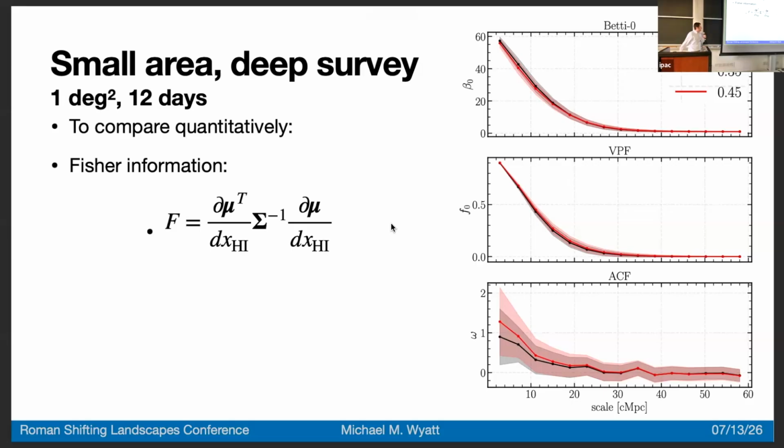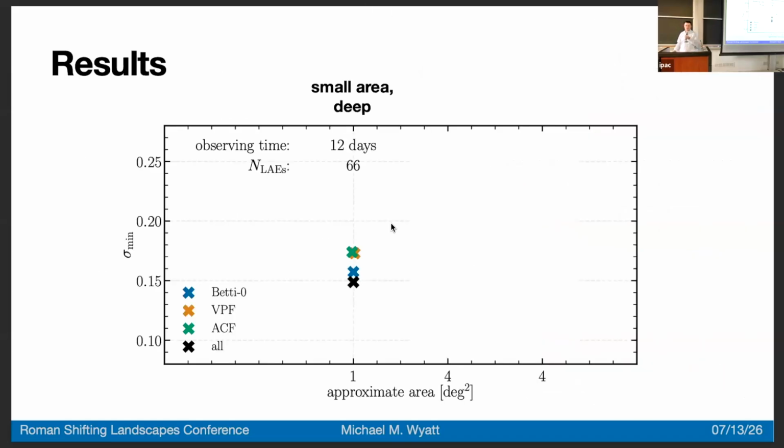And to do that, we're going to use the Fisher information, which gives us a quantitative measure of how constraining each of these statistics is, in this case for the global neutral fraction, xHI. And we're going to take advantage of a property of the Fisher information, which says that 1 over its square root tells us the minimum possible uncertainty that we can achieve using this statistic on our global neutral fraction. Okay, so this is exactly that.